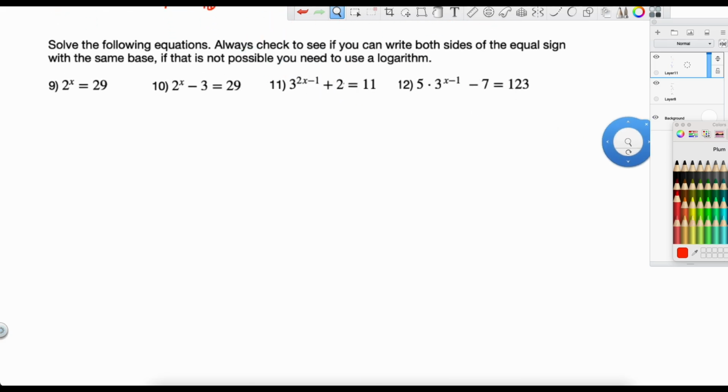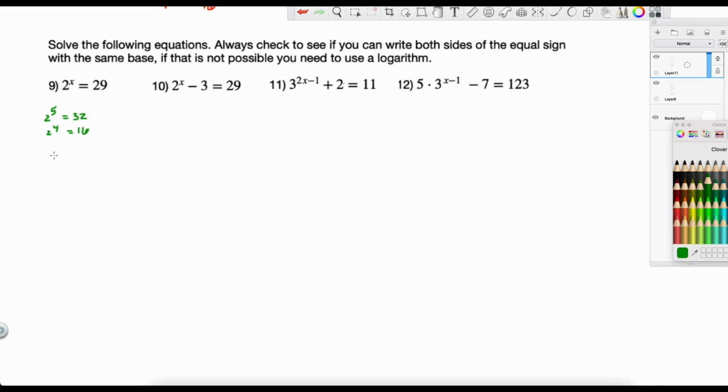This one's a little more challenging. Solve the following equations. Check to see if you can write both sides of the equal sign with the same base. If not, you have to use a logarithm, okay? So 2 to the x equals 29. So can we write 29 as a base 2 expression? So 2 to the 5th is 32. 2 to the 4th is 16. So we can't, right? So we're going to write it as a log instead.